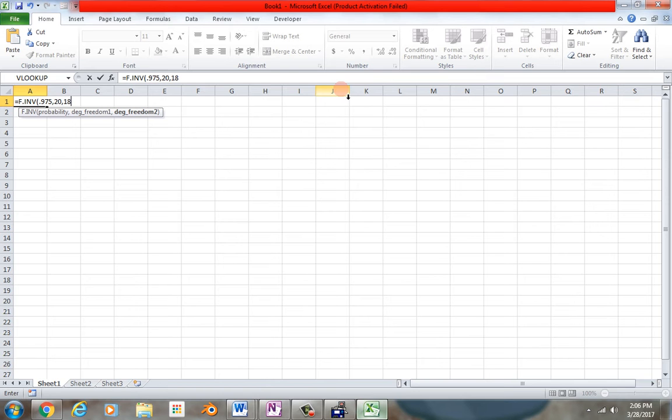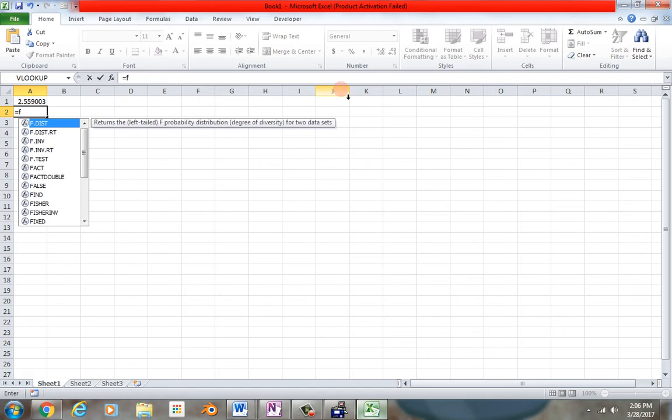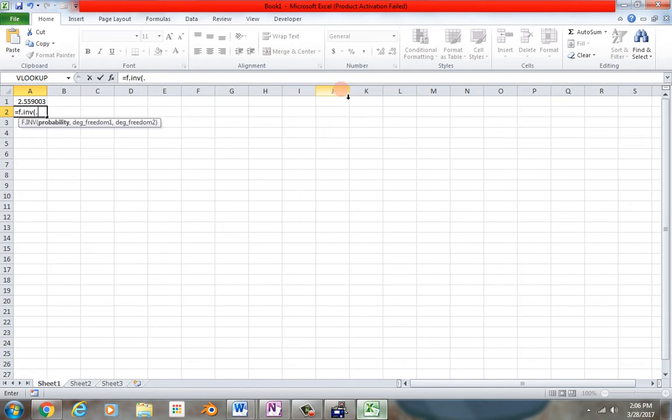Oops, I lied to you. Oh, that's right. Boom, done. And so this is my upper bound, 2.55. And if I wanted to find the lower bound, it would be equals F.INV of 0.025. That's the lower tail. And then, of course, 20 and 18 again, right? And so those would be those two cutoff values.